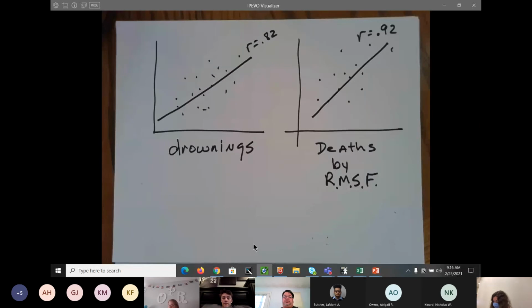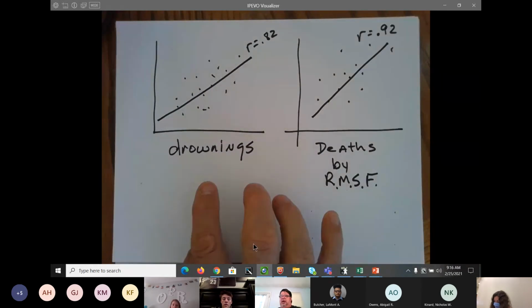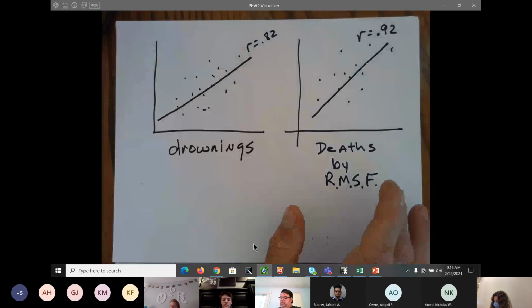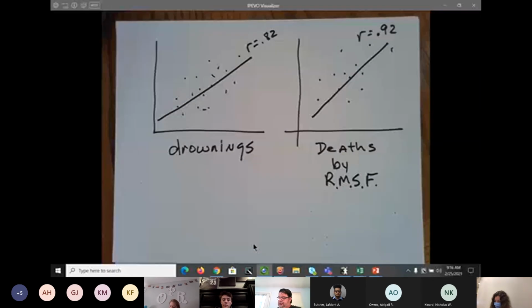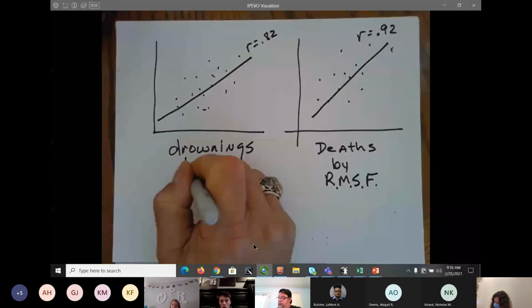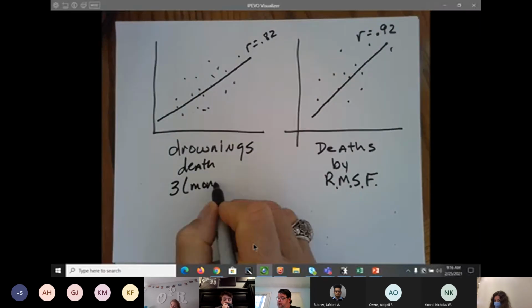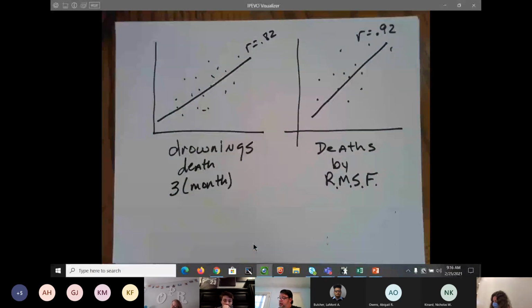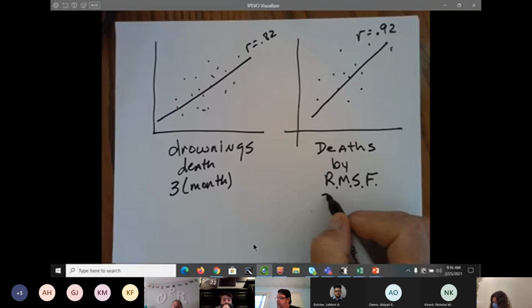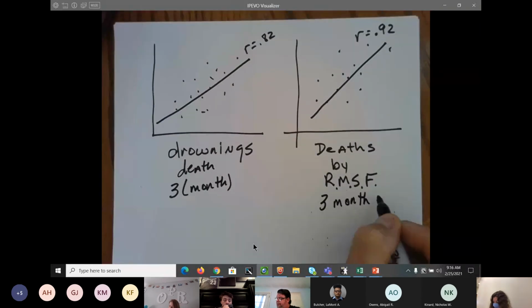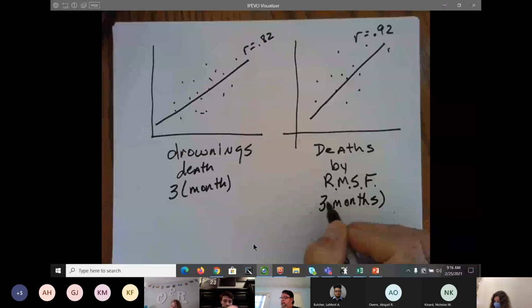You've got 2 graphs. This is not like Con Air and suicide rates. This is drowning deaths in a 3-month period. And this is death by Rocky Mountain spotted fever in a 3-month period.